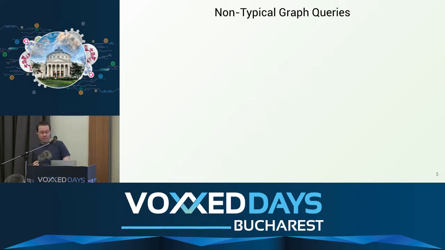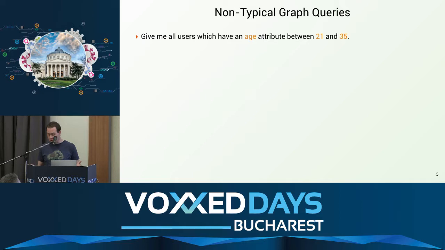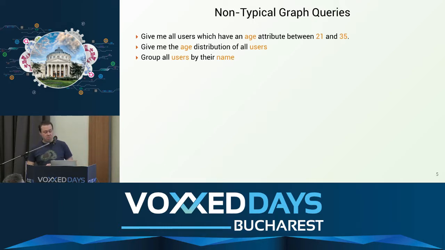What are non-typical graph queries? So queries where graph databases are really bad. What they cannot do, or not in a good way, is queries only based on attributes, so not taking into account any relations. So give me all the users which have an age attribute between 21 and 35. Because that means the graph database has to do full collection scans, which is very expensive. Or give me the age distribution of all users, so taking all of them into account. Or just please give me the distinct names of users that I have in my database.